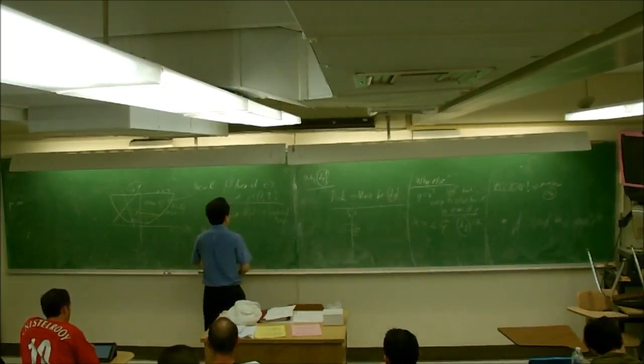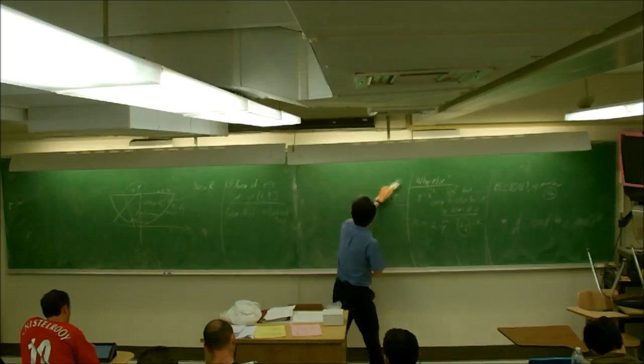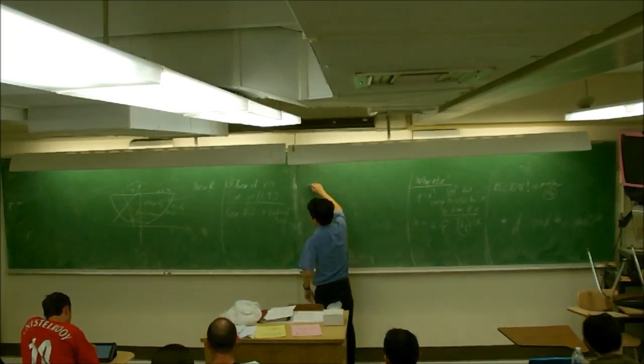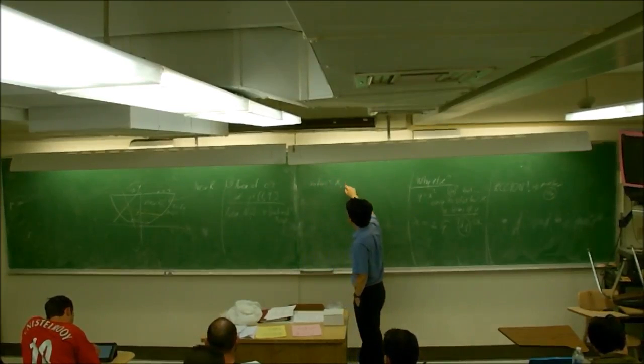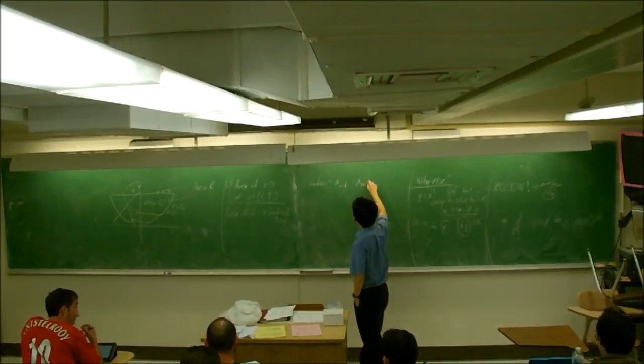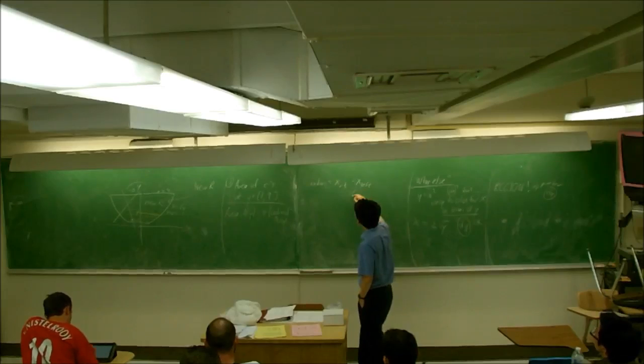Okay, so what is the radius? The radius is going to be the x-coordinate to the right minus the x-coordinate to the left, and these are in terms of y.